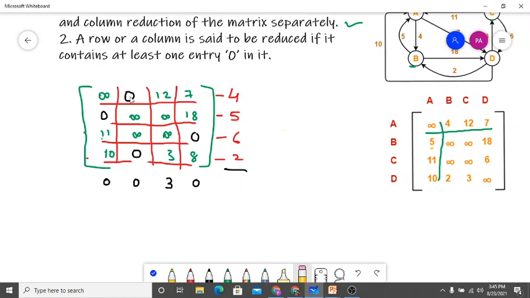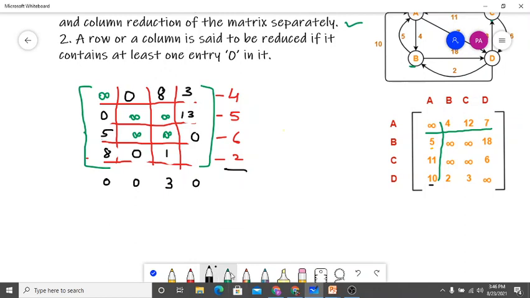Oh, sorry, when we are making 4 minus 4 is 0, so all the values will change. Let me do this. Here 0, 4 minus 4 is 0, 12 minus 4 is 8, 7 minus 4 is 3, and the last one is 18 minus 5 is 13, 11 minus 6 is 5, and 10 minus 2 is 8, and 3 minus 2 is 1, and this is infinity as it is.